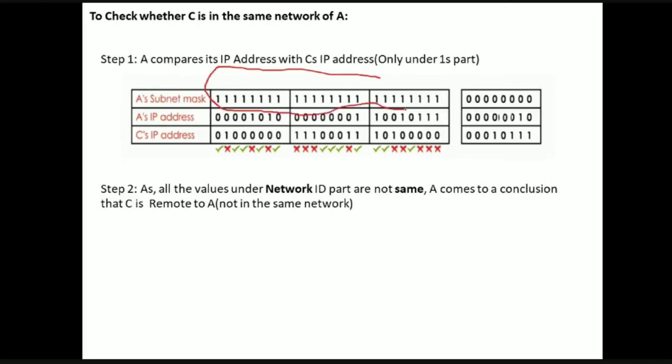This is the binary representation of A's IP address, and this is the binary representation of C's IP address. This bit is not the same, that is, 0 and 1 are not the same when doing the bit by bit comparison. By this, computer A comes to know that computer C is not in the same network as A. That is, computer C is remote to computer A. So by using this subnet mask only, it came to know that B is in the same network and C is not in the same network.